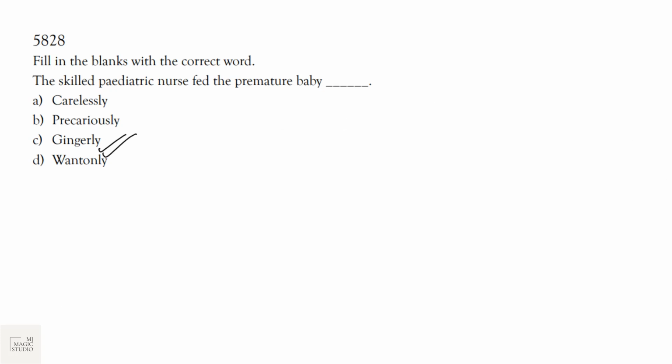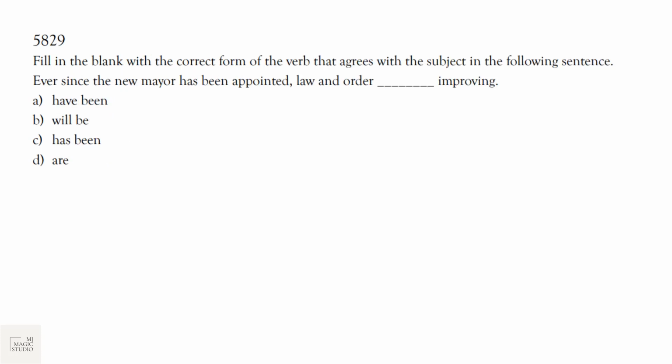These are a few sample questions which will come up in round 2. So please practice these kinds, and if you find some ambiguity in an answer, please let us know. I'm not a verbal expert. The next one: fill in the blank with the correct form of verb that agrees with the subject. Ever since the new mayor has been appointed, law and order has been improving. I'm sure it should be C.